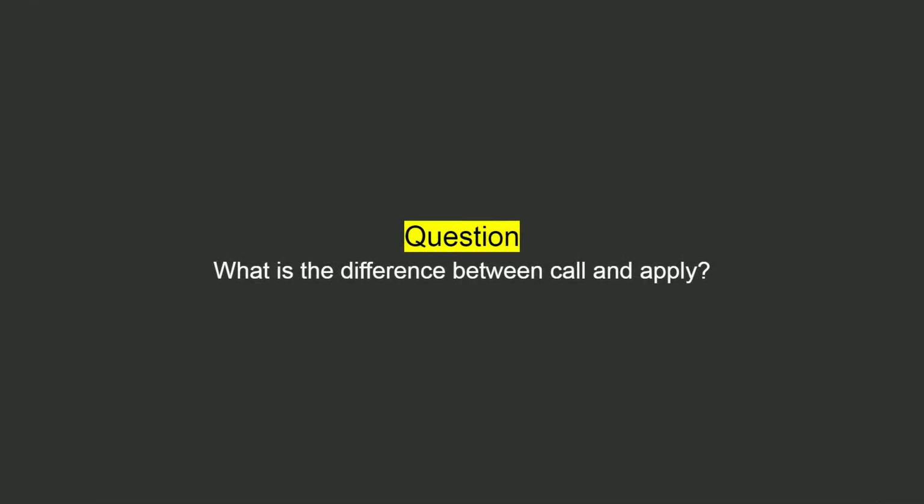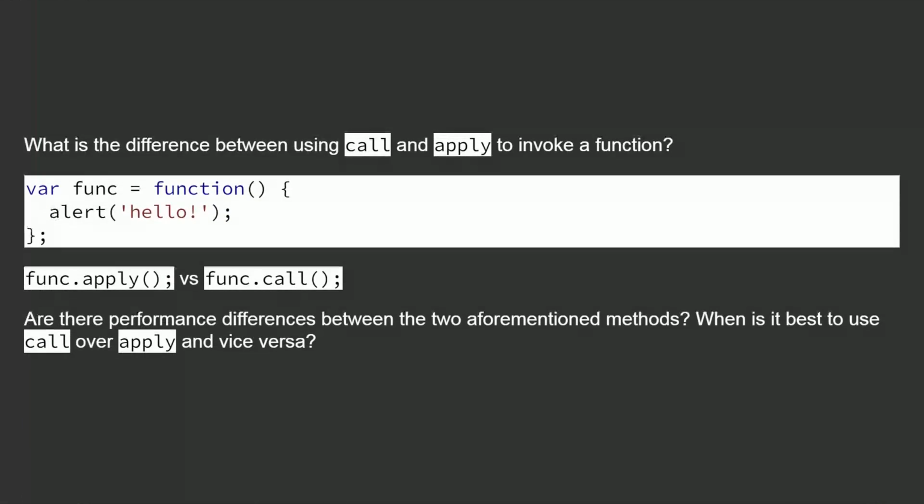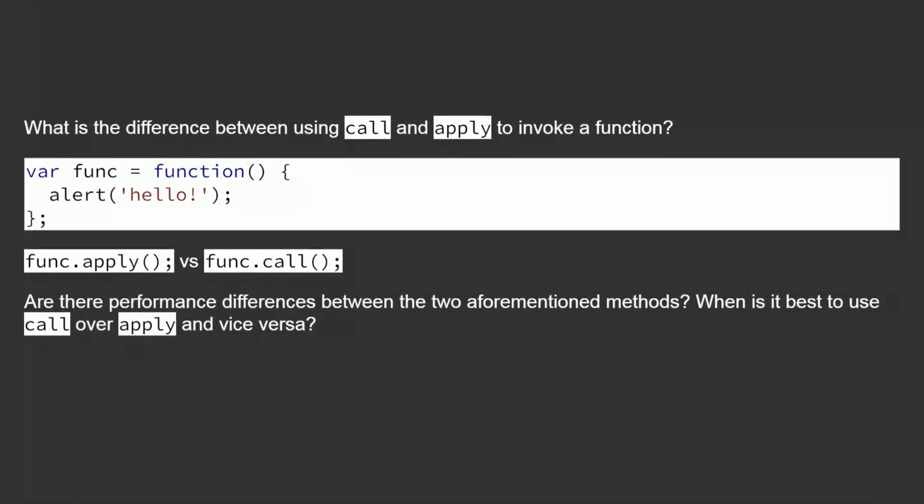What is the difference between call and apply? What is the difference between using call and apply to invoke a function? Are there performance differences between the two aforementioned methods? When is it best to use call over apply and vice versa?